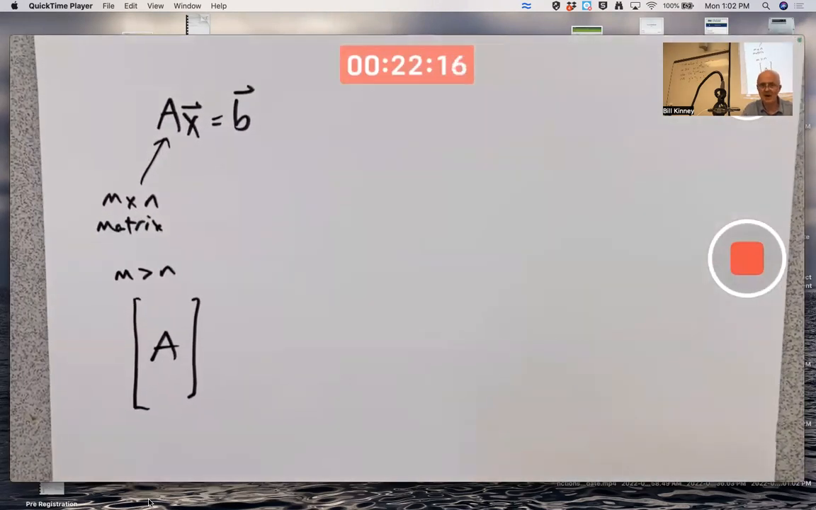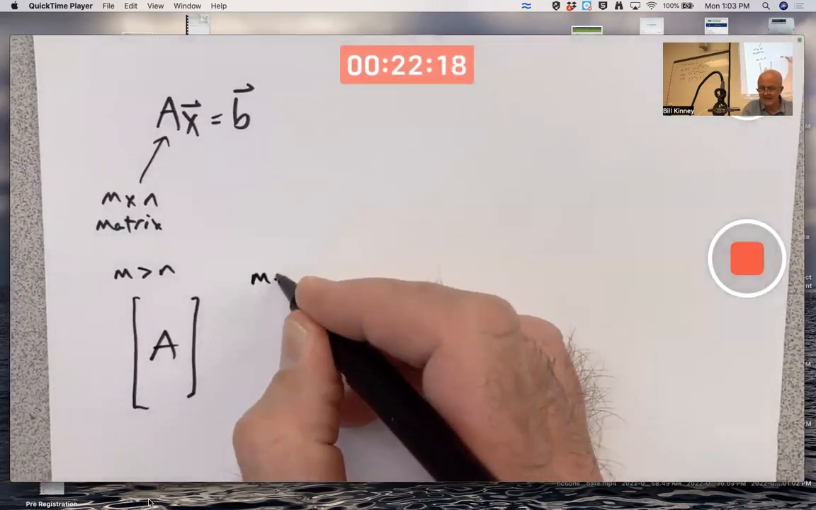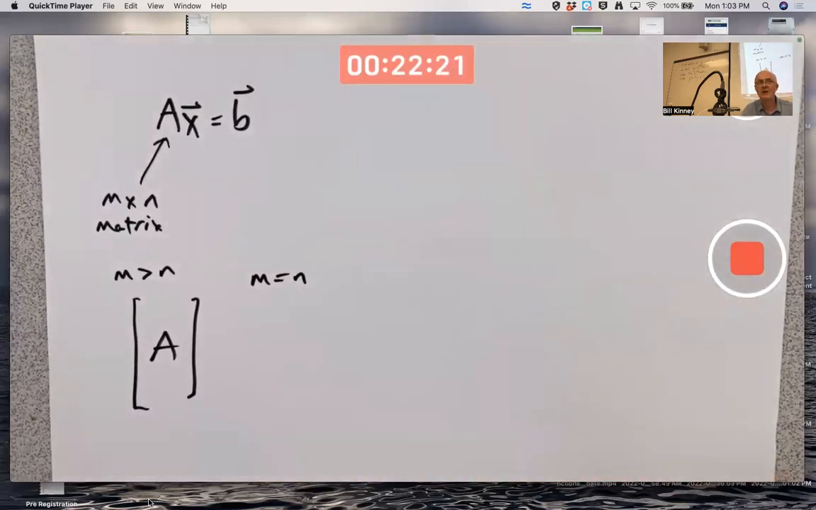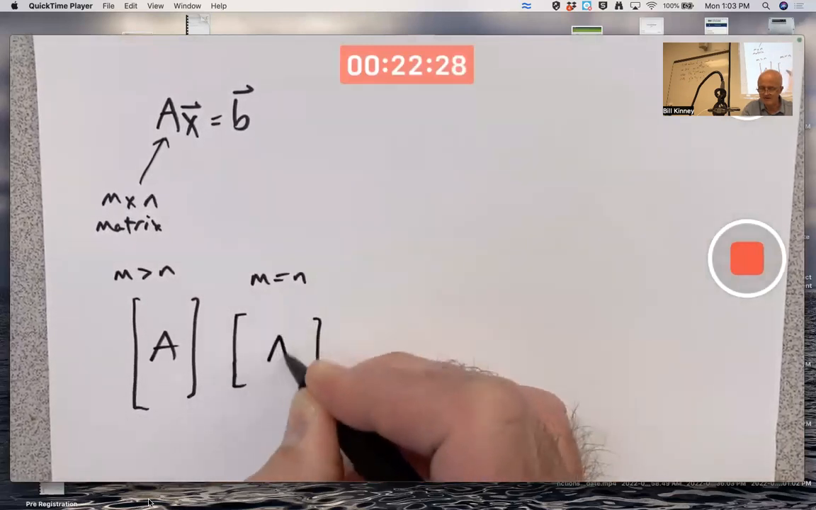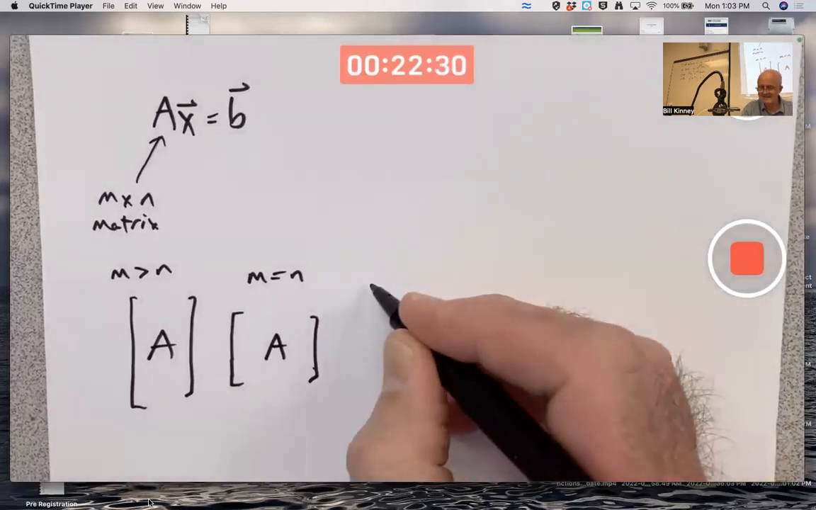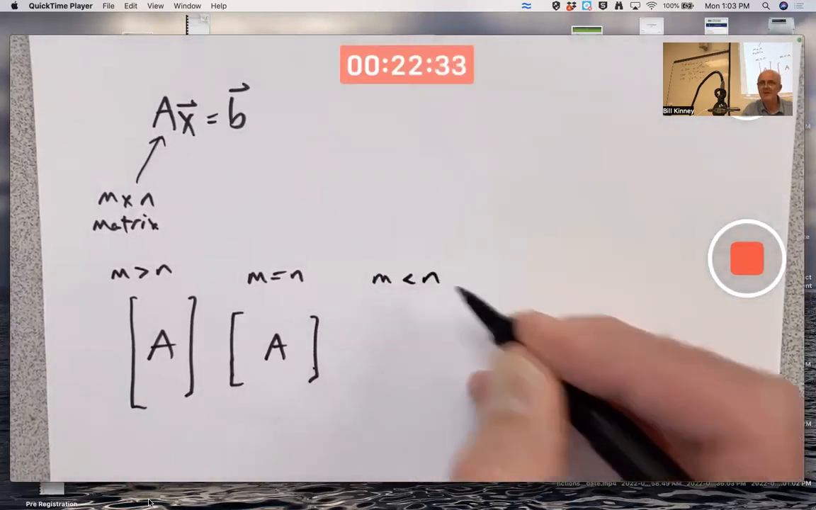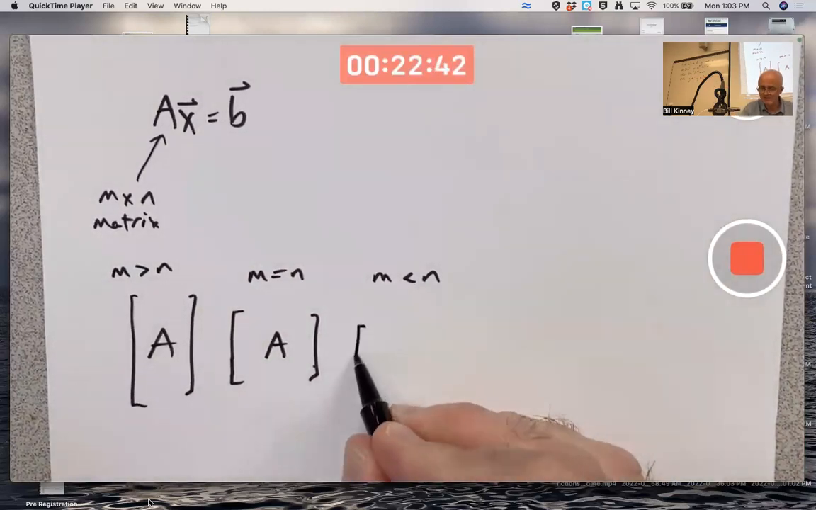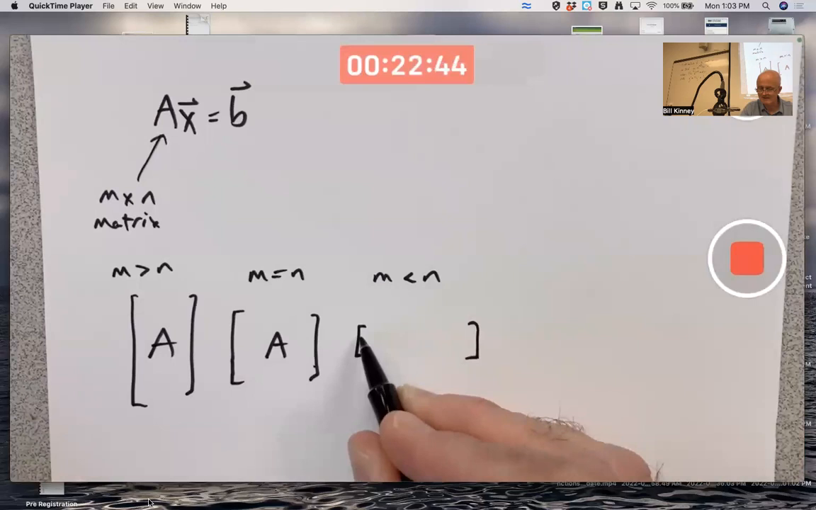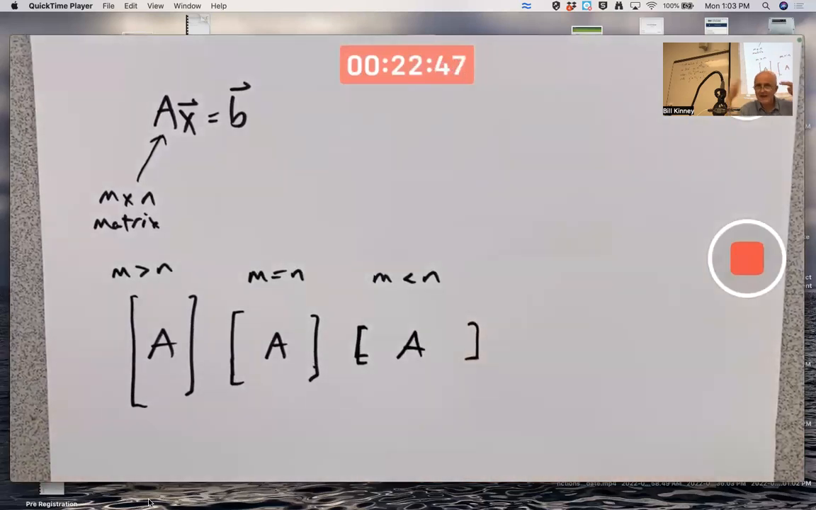More equations than unknowns. If m equals n, that's called the square matrix. The number of rows equals the number of columns. You could draw it to look like a square. And if m is less than n, more columns than there are rows, like a long and wide matrix, back and forth. You draw it more like this. Just in your imaginations, it's helpful to think this way.